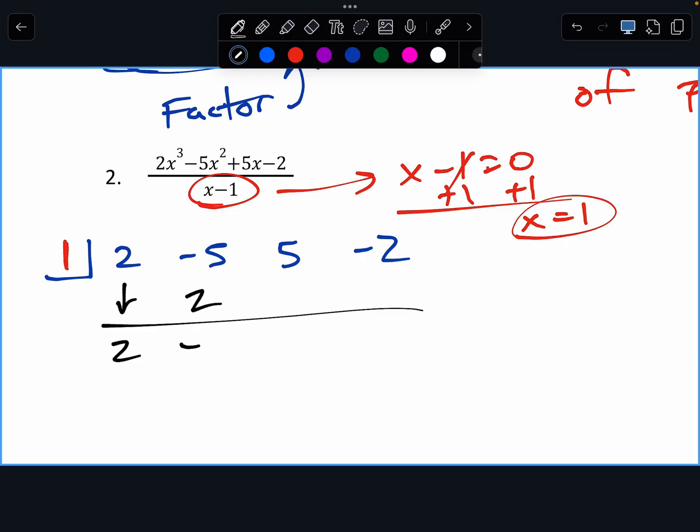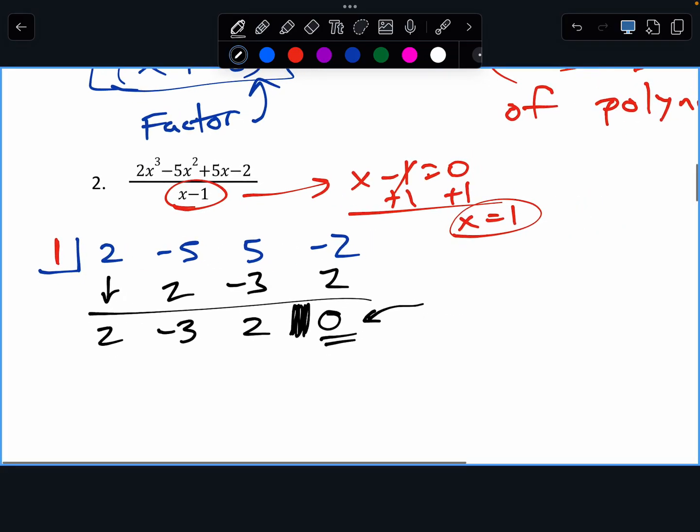Add down, that's -3. Once again, -3 times 1 is -3. Add down, that's 2. 2 times 1 is 2. Add down, that's 0. Again, that's separate from the others. That's our remainder. So that tells us x minus 1 is a factor.